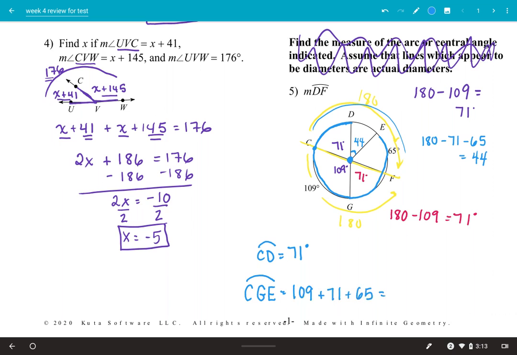And that one is going to give me 109 plus 71 plus 65. Whoops. Always helps if you do not put too many ones in 109. You get a totally different answer. So you get 245 degrees.